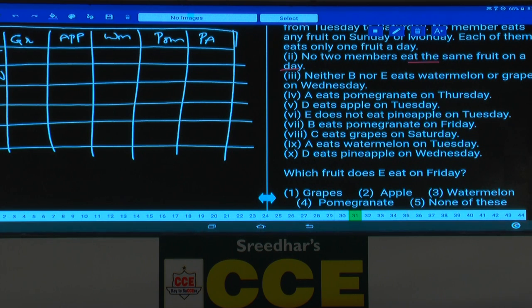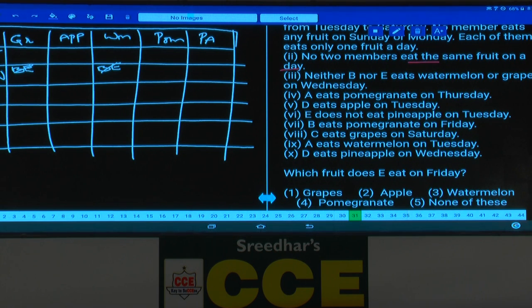Now, on Wednesday, for grapes and watermelon, B cannot be here, E cannot be here. Hence, B and E are ruled out. This is how we are representing the data. It again comes under distribution. Now, in the distribution, representing the data plays a very, very vital role. Now, neither B nor E eats watermelon or grapes on Wednesday.